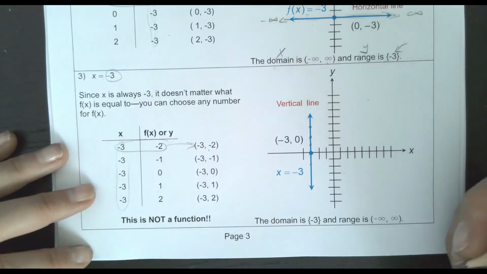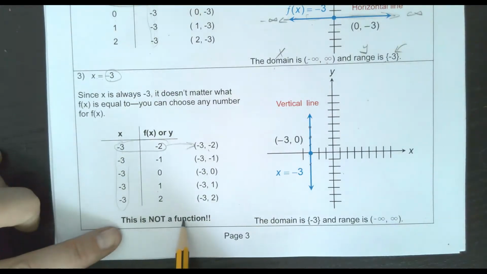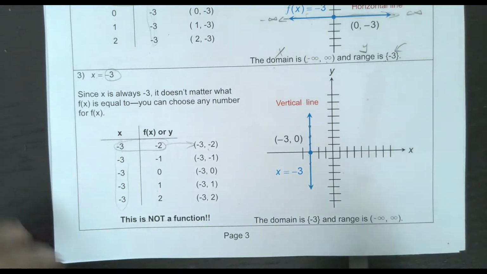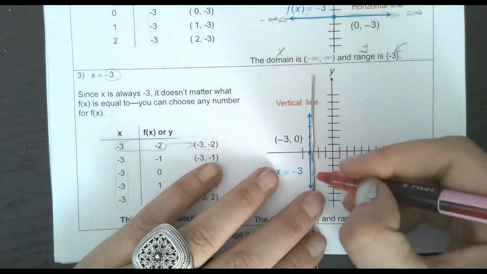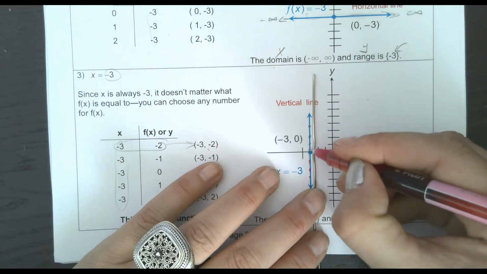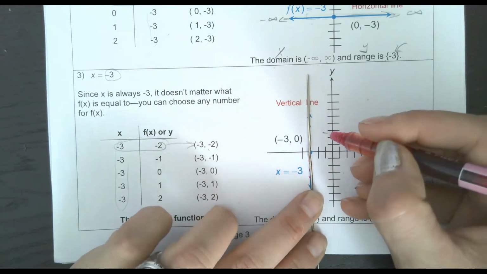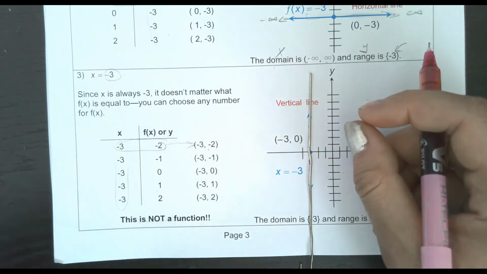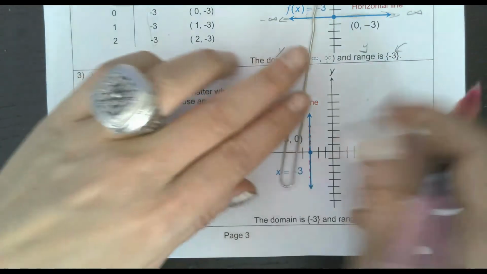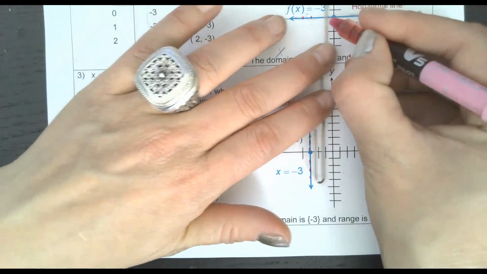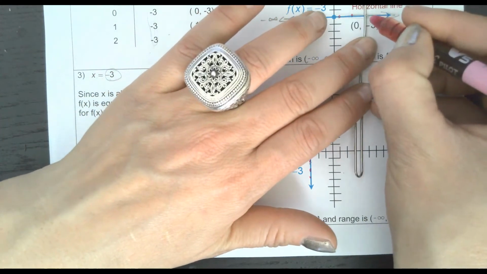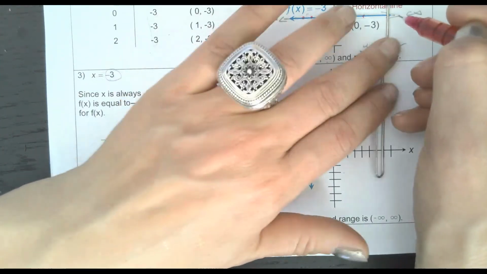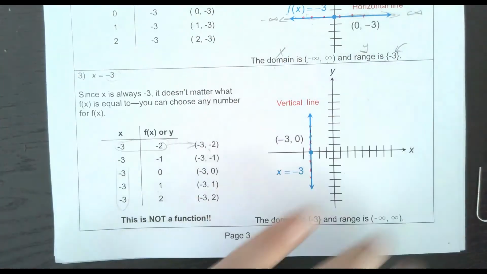Okay? Now here it says it's not a function. Well, how do I know? If I do my vertical line test, it's touching here at many places. So that's more than one place. So that means, no, it's not a function. Here it's a function because it only touches one place when I do my vertical line test. Okay?